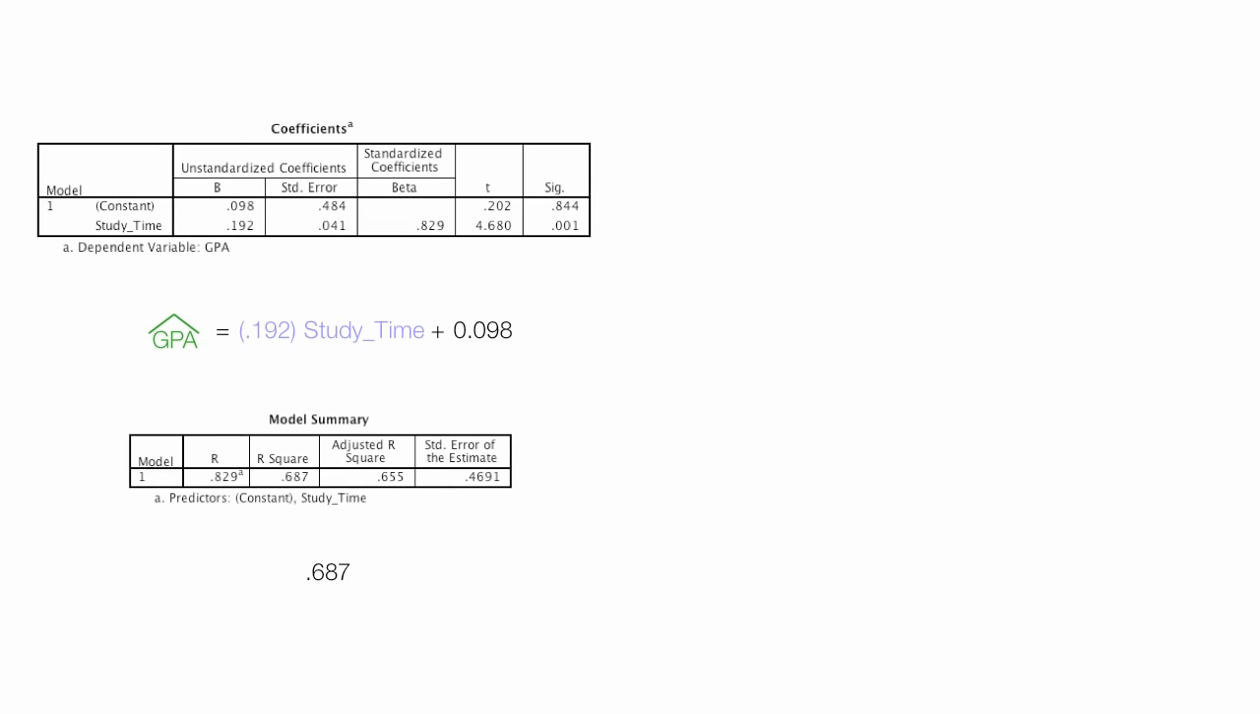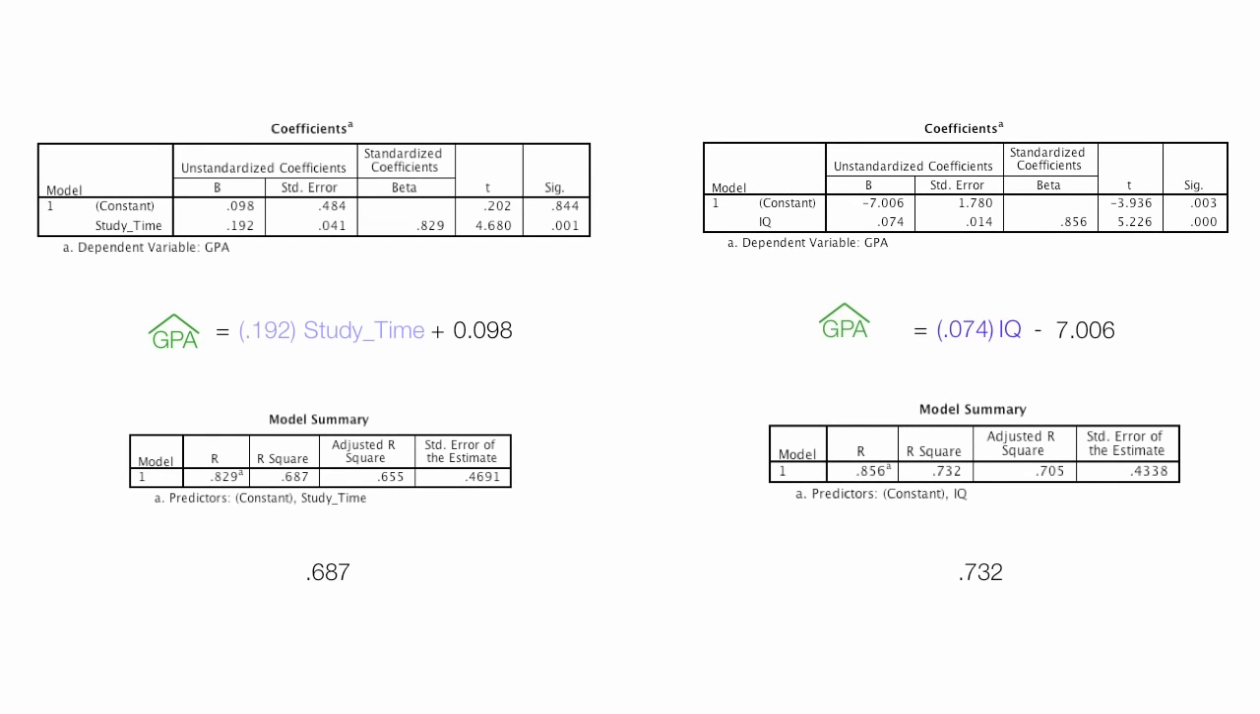Now I will compare one independent variable, study time, with one independent variable, IQ. R squared is less with study time versus IQ, 0.687 compared to 0.732. Also, the standard error of the estimate is a little higher with just study time than it is with just IQ, 0.4691 compared to 0.4338. So IQ is a better predictor of GPA. I don't know if this is true or not, but it's a better predictor of GPA than study time.